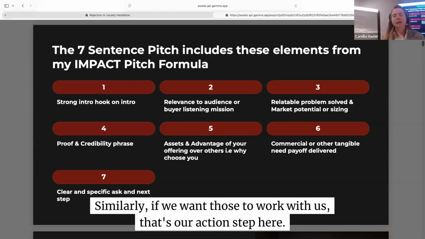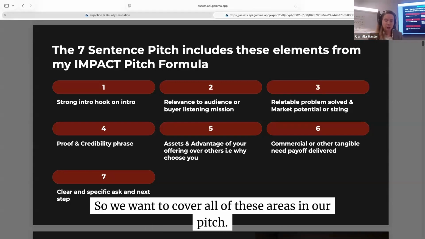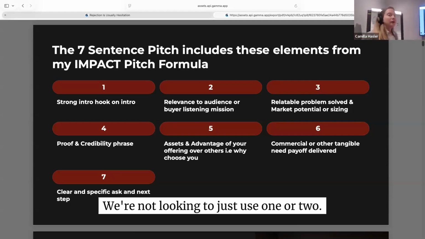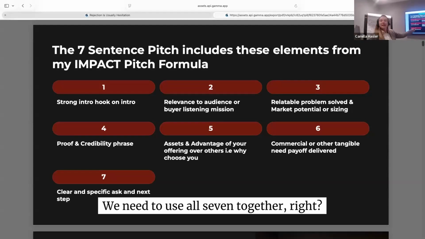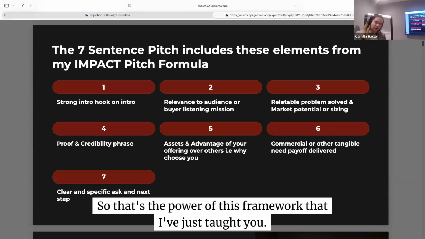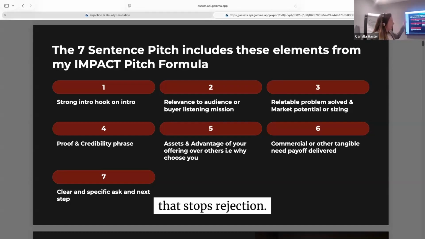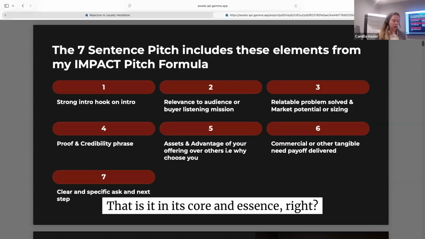Similarly, if we want those people to work with us, that's our action step here. That's so important. We want to cover all of these areas in our pitch, and that's why it's together that these sentences really work. We're not looking to just use one or two. We need to use all seven together. That's the power of this framework that I've just taught you. So for those who are here live, this is your seven-sentence pitch that stops rejection. That is it in its core and essence.